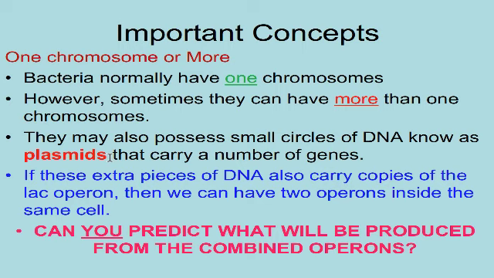Plasmids are small circles of DNA that carry genes that are very common in species of bacteria. And these extra pieces of DNA can carry the Lac Operon, as we mentioned a few minutes ago. So you could have two operons inside the same cell. And then the question becomes, using your knowledge and some knowledge that we'll present to you next, are you able to predict with some certainty the combination of genes that will be produced from those multiple Lac Operons?